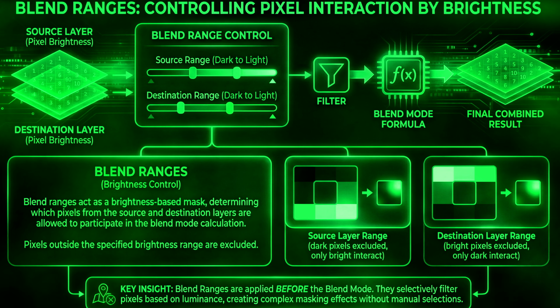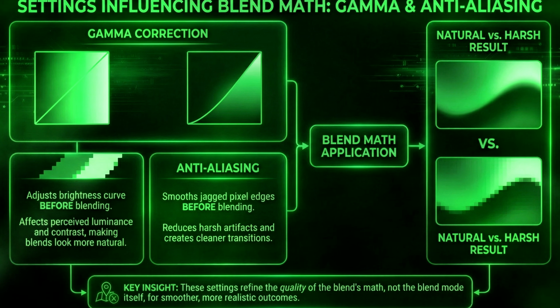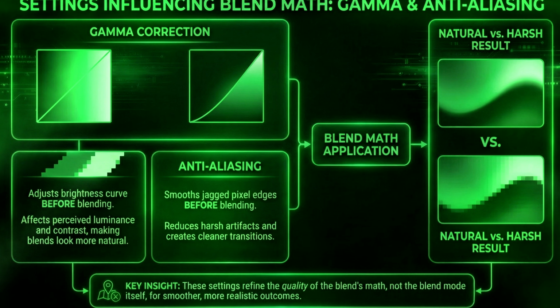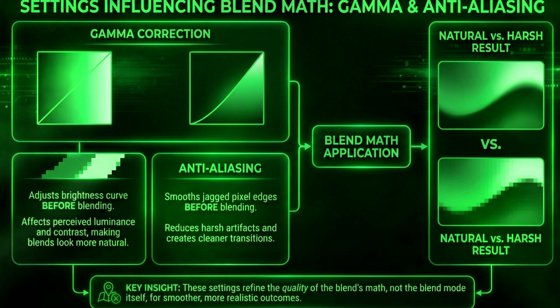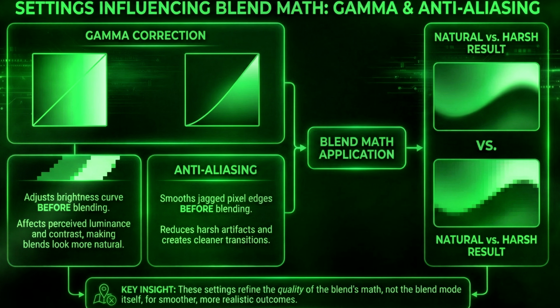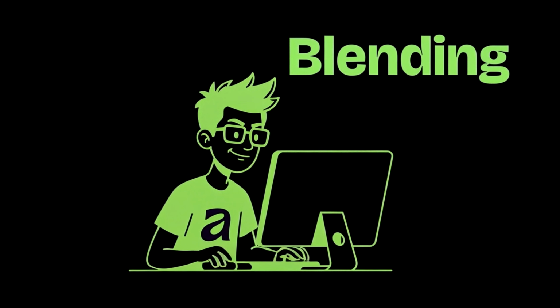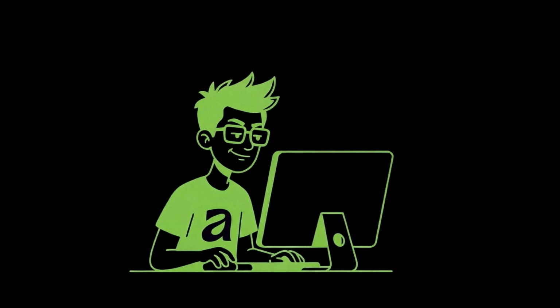And finally, settings like gamma and anti-aliasing don't change what blends or how it blends, but they affect how the math behind the blending is applied, which directly influences how natural or harsh the results look. Once you see blending this way, all these tools stop feeling separate and start working together as one system.